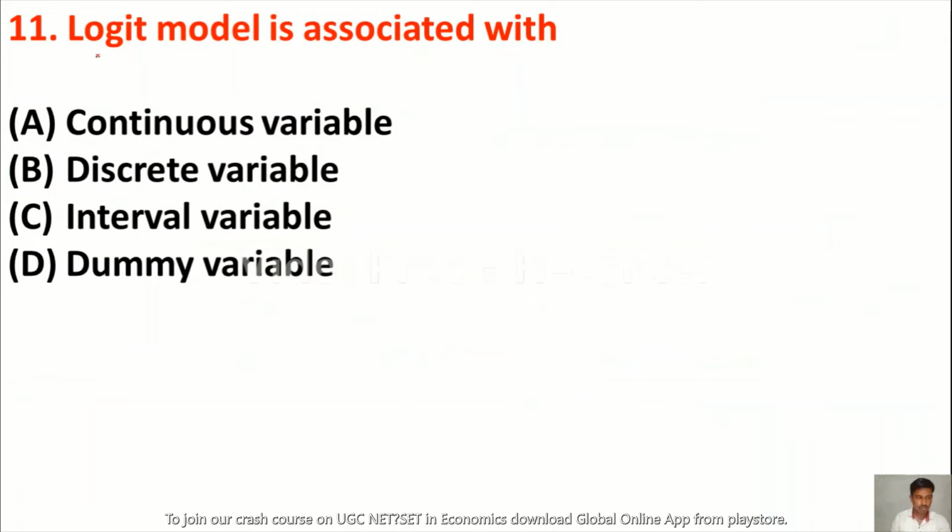Question number 11. Logit model is associated with. Option A, continuous variable; option B, discrete variable; option C, interval variable; option D, dummy variable. So here, the logit model is associated with the dummy variable.